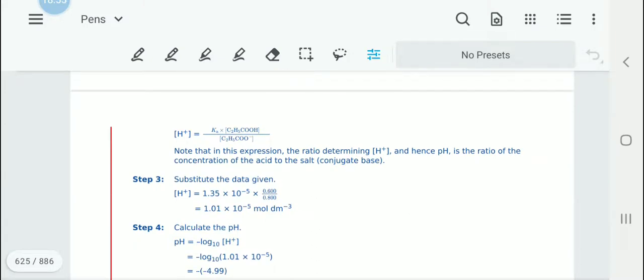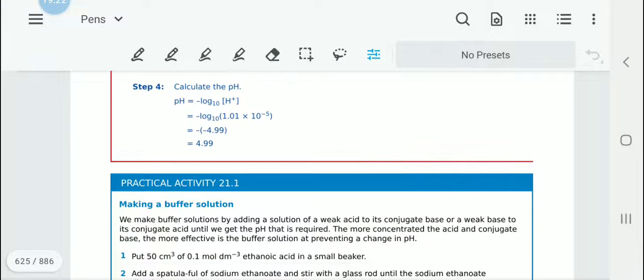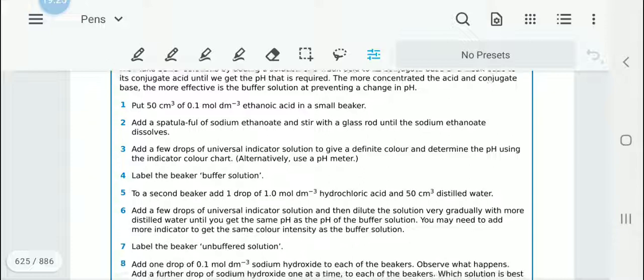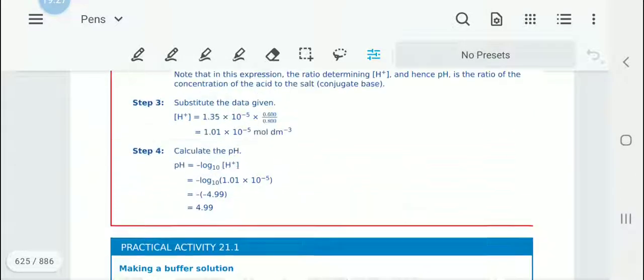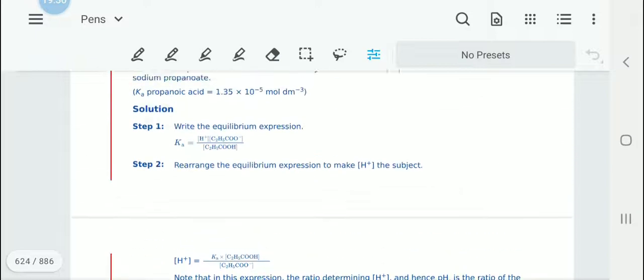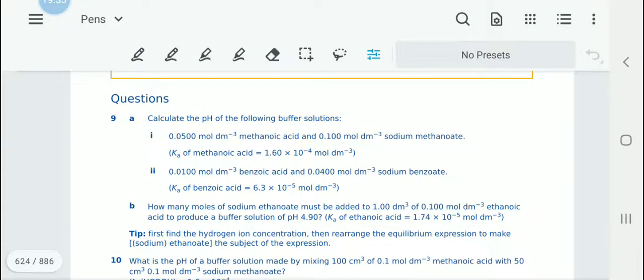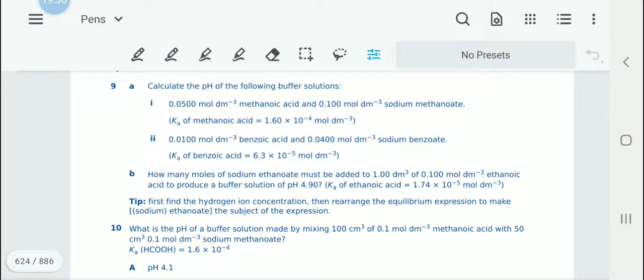The ratio determining H+, and in turn the pH, is the ratio of the concentration of the acid to the salt, that is the conjugate base. That pair is what defines the concentration. So we substitute the values and get the H+ ion concentration to be 1.01 × 10^-5. Then we calculate the pH by taking the negative logarithm to the base 10. I hope you understood. If you understand, please do questions 9 and 10. In the next video, we will go to the uses of buffer solutions.